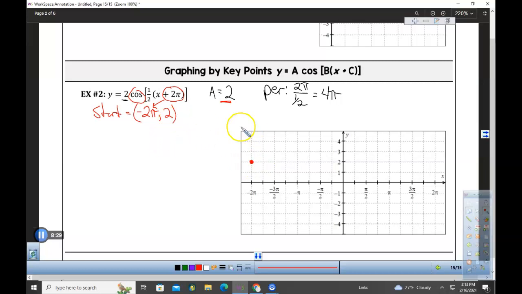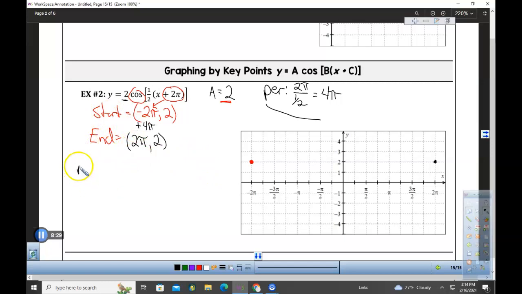So I go negative 2 pi up to 2, that's my starting point. Okay. Now to find my end, I'm going to do negative 2 pi plus 4 pi, because that's my period. And negative 2 pi plus 4 pi is 2 pi. And now since it's cosine, I end in a max. So I go to 2 pi, 2. All right. So I did my start, I did my end.